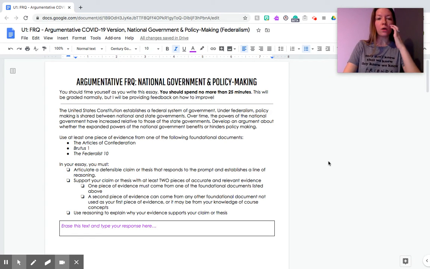Today, we are going to be walking through the argumentative FRQ that was assigned for week 4 of remote learning, and this was a practice argumentative FRQ talking about the expanded powers of the national government and whether that benefits or hinders policymaking.